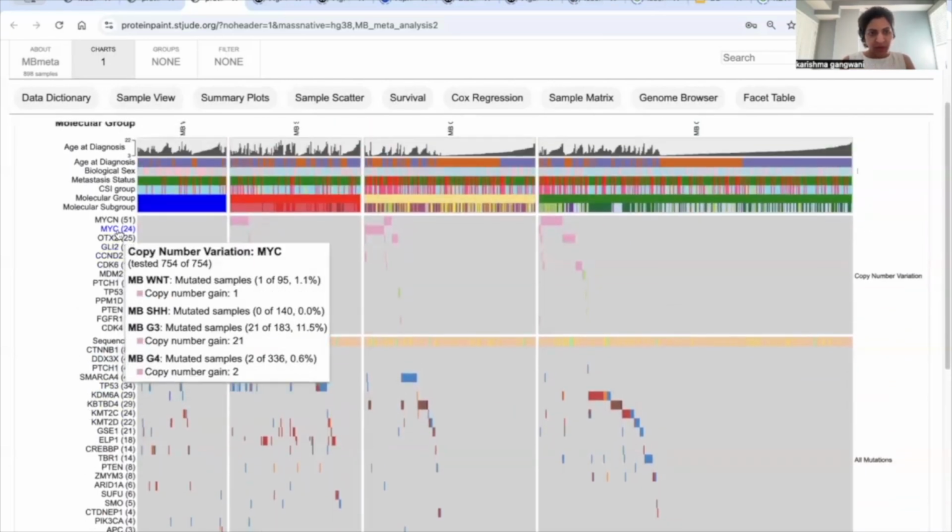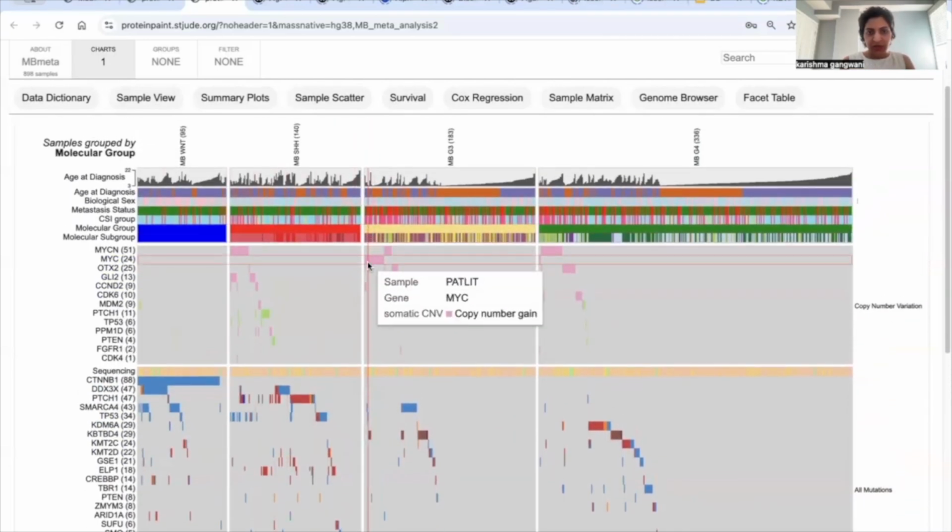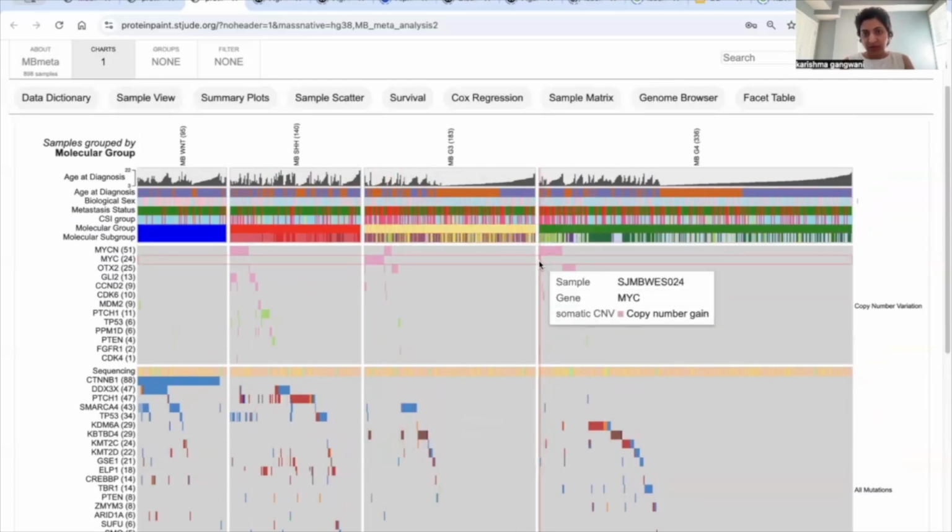Then if you look at MYC amplifications, as we talked about, they are associated with poor prognosis, and they are supposedly a feature of the group 3 medulloblastoma. But you will also notice that within this cohort, there are a few cases which also fall into group 4. Again, reiterating the fact that these groups are not delineated really well. There's not enough demarcation.